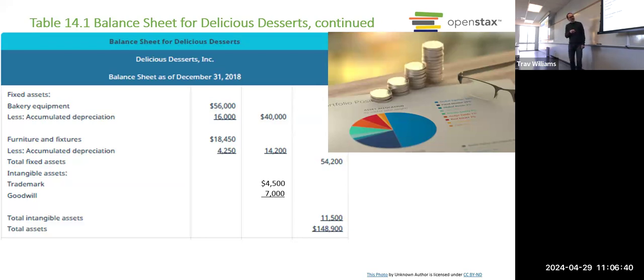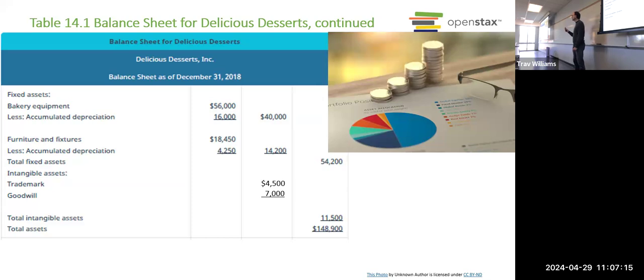There's also something called goodwill. This is when you purchase another company and you feel that that company is worth more than what you paid. No, I didn't say that quite right. You feel that the company is worth more than the technical value of the company. That extra amount that you were willing to pay is called goodwill. So that is also an intangible asset. So we see if we add those together, we get total intangible assets. Then we have this total assets.